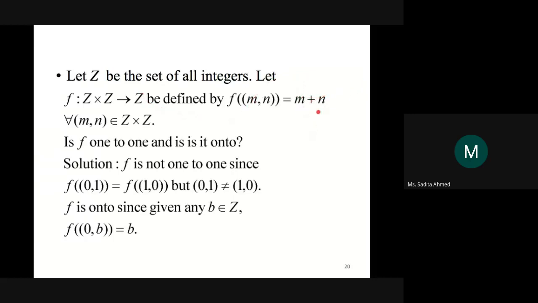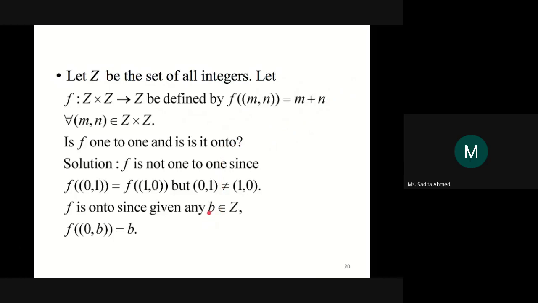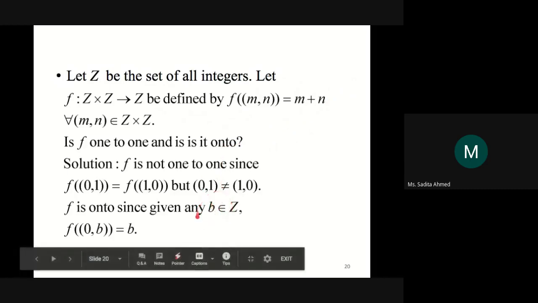It is possible to get every possible integer in the result of this function. You have to show that. Now, for any b, which is an integer, it is possible to show that f(0, b) is equal to b. If you fix m to 0 and n to b, then you will be able to get b. So b can be any integer from the codomain.